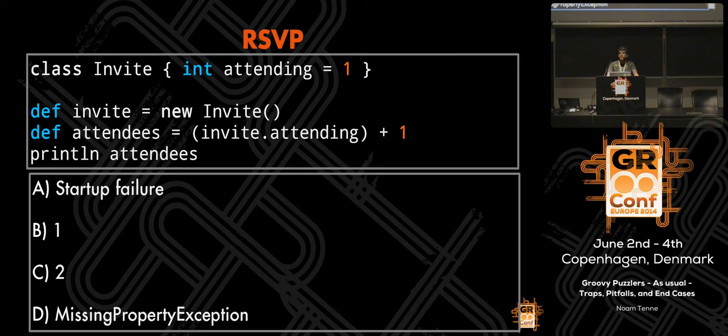So, who guesses it's a missing property? Maybe because of the scope, not accessible? No. Startup failure, won't even compile. One, no incrementation done. Two, because there's two people attending. Good, very good. Because, surprisingly enough, it will not even compile.